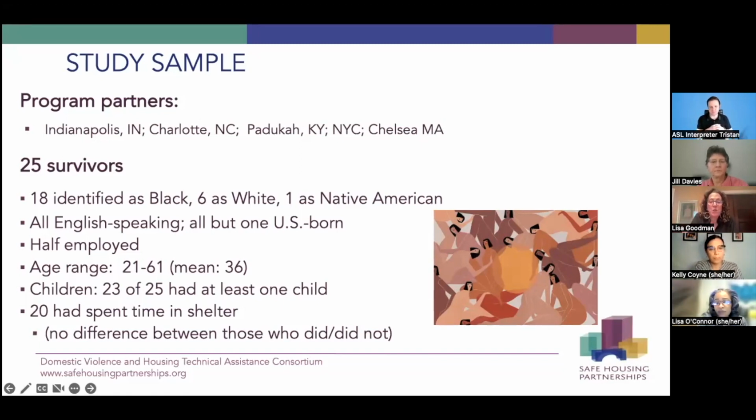In all, we interviewed 25 survivors, and I'll just let you take a look at their demographic characteristics. I'll just briefly state that most, though by no means all, identified as Black or African American. All were English speaking, all but one were US born, half were employed, mean age was 36 with a wide age range. Almost all of them had children, and 20 had spent time in shelters, 5 had not. And I can just tell you now that we didn't see any real differences between those 2 groups. We paid everyone $50 for their time, and we conducted our interviews on Zoom.